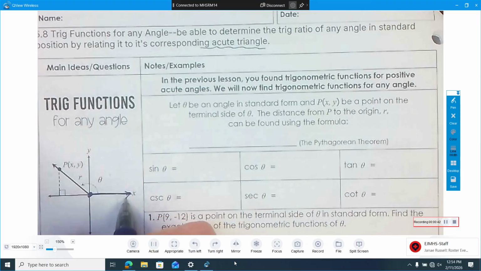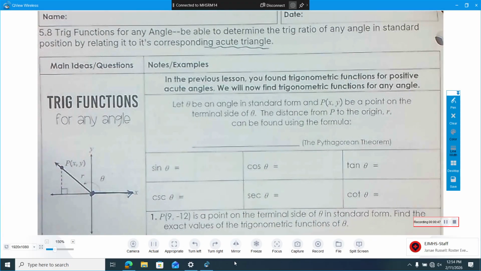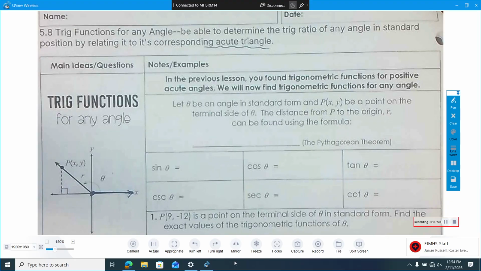we have its initial side, and we would open it up. So in this case, we have an angle in quadrant 2, with the terminal side in quadrant 2.